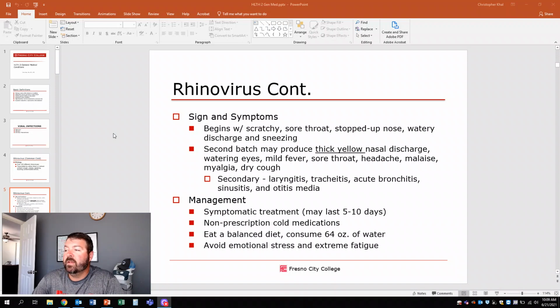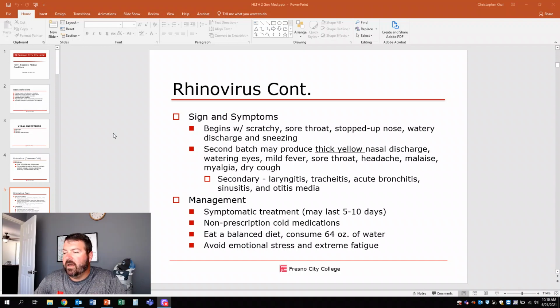Okay. Nasal discharge, watery eyes, mild fever sometimes, sore throat, headache, malaise, again, the feeling of discomfort, myalgia, dry cough. Secondary infections you can get are laryngitis, tracheitis, acute bronchitis, sinusitis, and otitis media, or anything ending in itis. Itis just means inflammation. Just know that. So whatever it is, like bronchitis, inflammation of your bronchioles, for example.